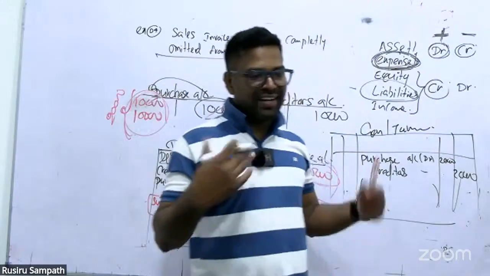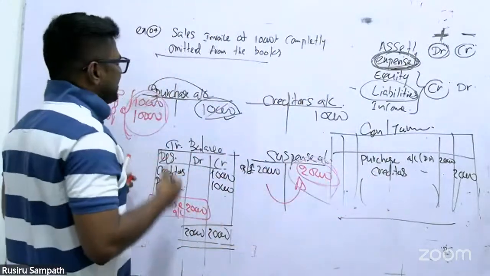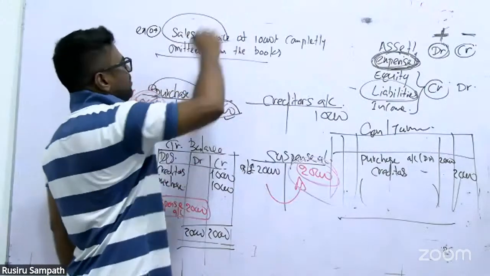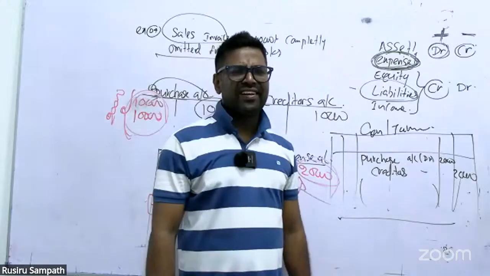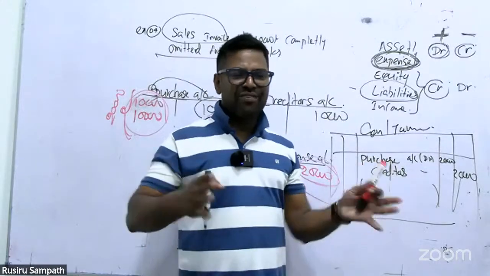Now write the corrected entries. What are the corrected entries? A sales invoice means credit sales, so the sales were not recorded. That does not affect the agreement of the trial balance.